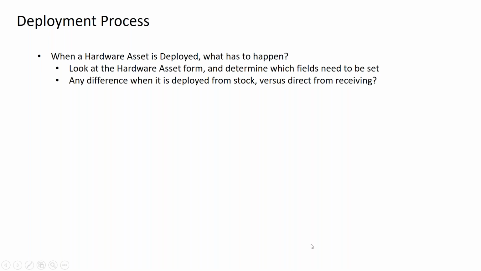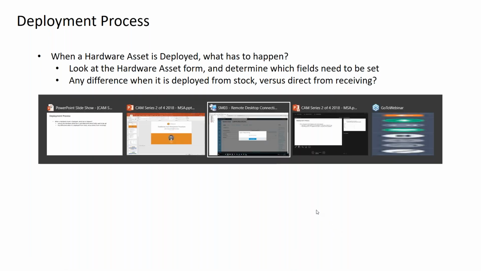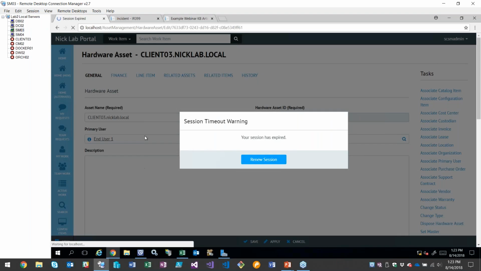So when a hardware asset is deployed, what do we need to capture? How I like to approach this is to look at that hardware asset form and determine what fields need to be set. So we're actually going to take a quick look at that. So over to my lab environment.